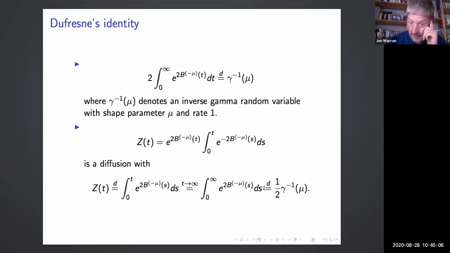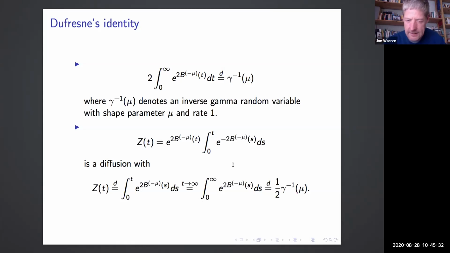And then we've said that this infinite integral has this inverse gamma distribution. So that tells you that the diffusion you've built here, and it's easy to check it's a diffusion, just use Ito's formula on the right-hand side, I'll show you that in a minute, is converging in law to the inverse gamma distribution as t goes to infinity. So its stationary measure is the inverse gamma.